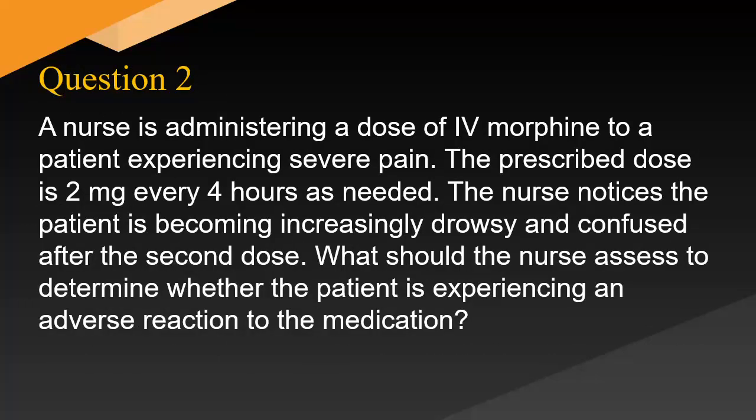A nurse is administering a dose of IV morphine to a patient experiencing severe pain. The prescribed dose is 2 mg every 4 hours as needed. The nurse notices the patient is becoming increasingly drowsy and confused after the second dose. What should the nurse assess to determine whether the patient is experiencing an adverse reaction to the medication?